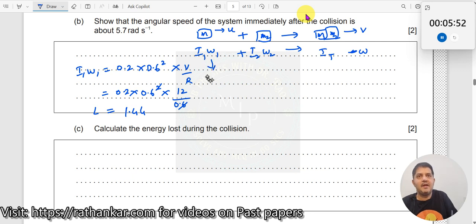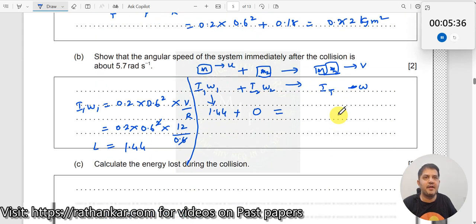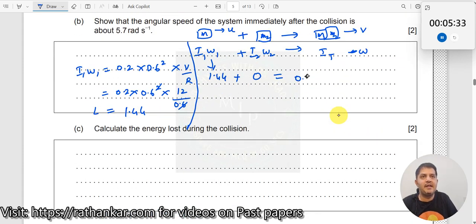So this is your 1.44 plus I2 omega 2 for the rod. What about omega 2? It is 0, because the rod is not rotating initially. Plus 0 should now be equal to, this is a separate calculation, I total, which we just calculated. What is it? 0.252, and omega. What is this omega? Omega dash, which is a new angular velocity which you do not know and need to calculate here. So omega dash will be equal to 1.44 divided by 0.252.